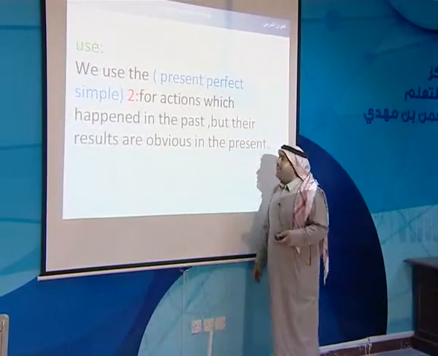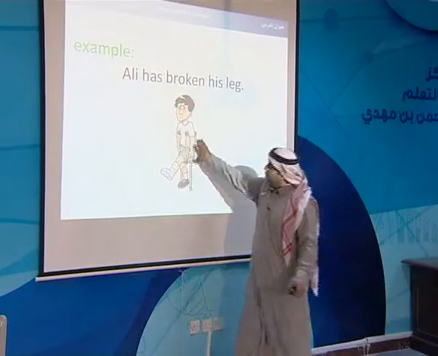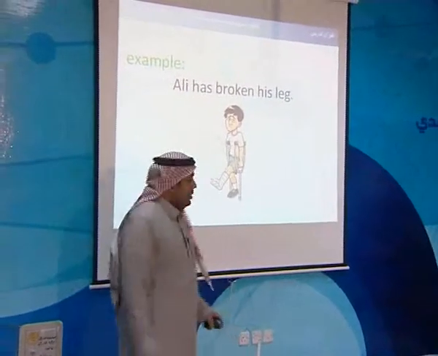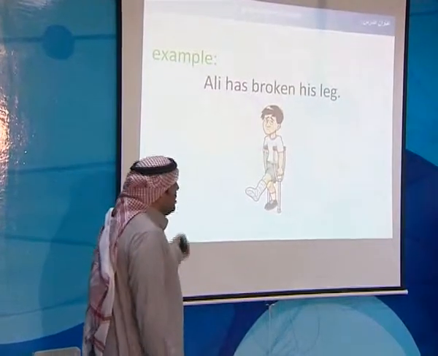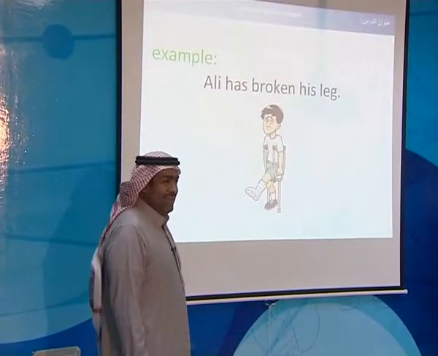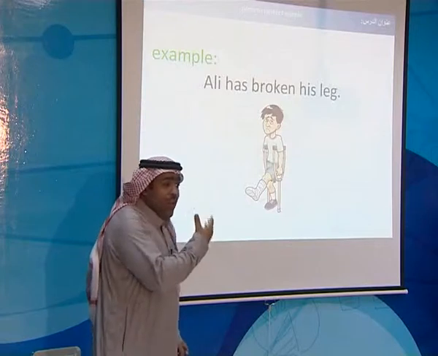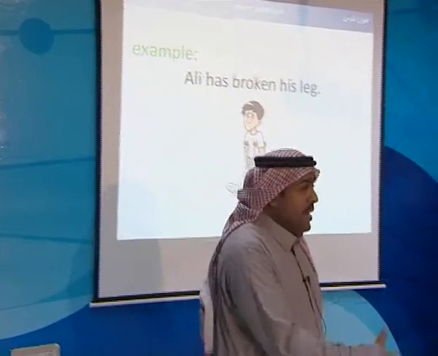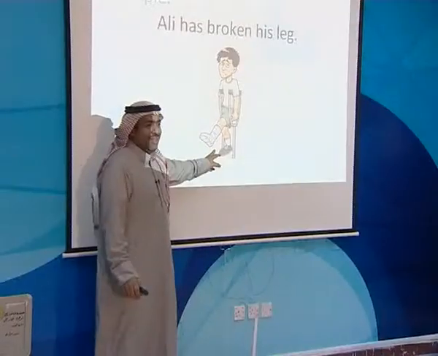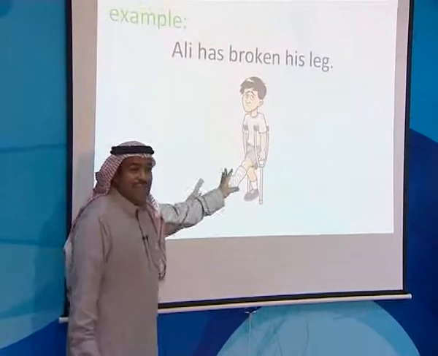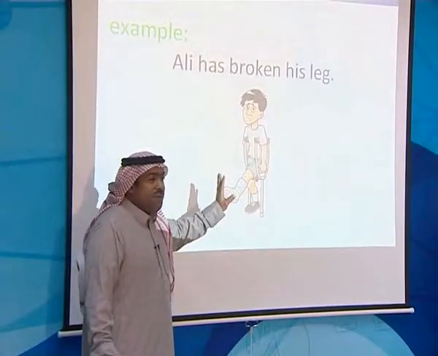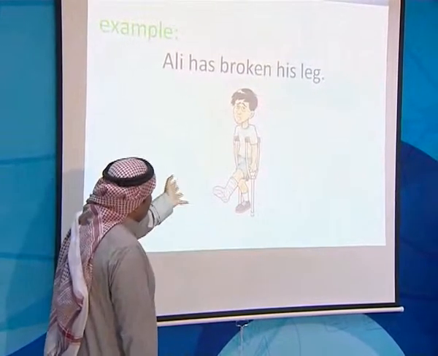Okay, let me make this clear with an example. Take a look at this guy. You see? Broken leg. Ali has broken his leg. This action, when? Now? It's in the past. But what can we see? We can see the result. Good. He has a broken leg. So, the action in the past, that's okay. But we can see the result right now.